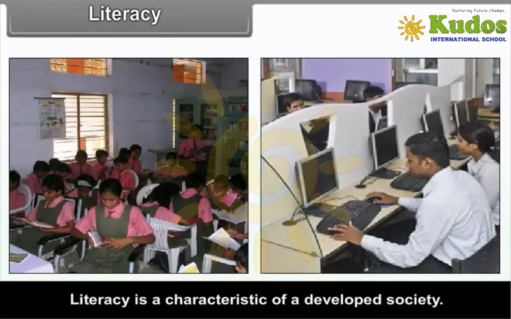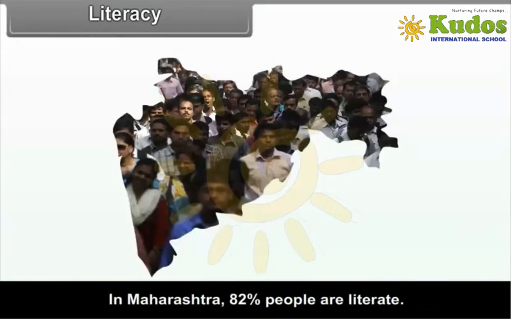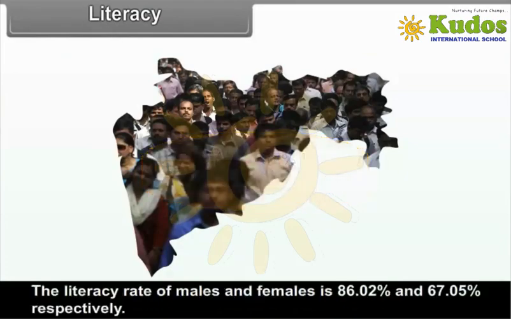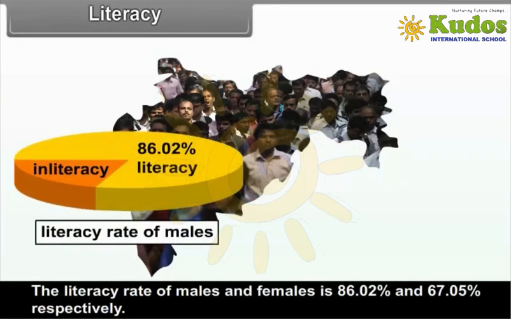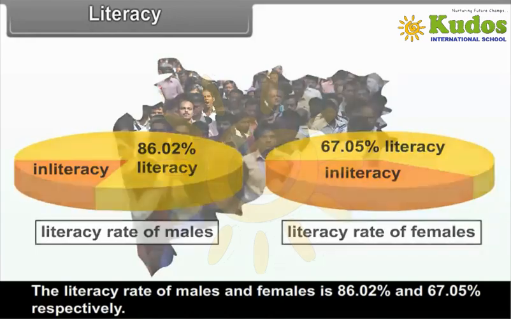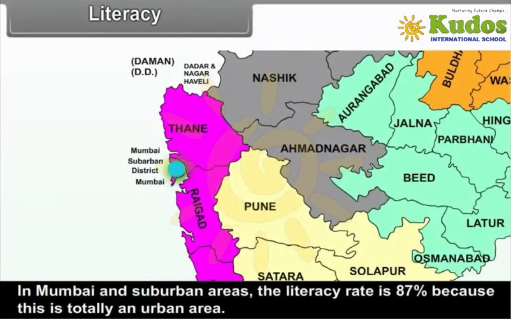7.2.3 Literacy. Literacy is a characteristic of a developed society. In Maharashtra, 82% people are literate. The literacy rate of males and females is 86.02% and 67.05% respectively. In Mumbai and suburban areas, the literacy rate is 87% because this is totally an urban area.